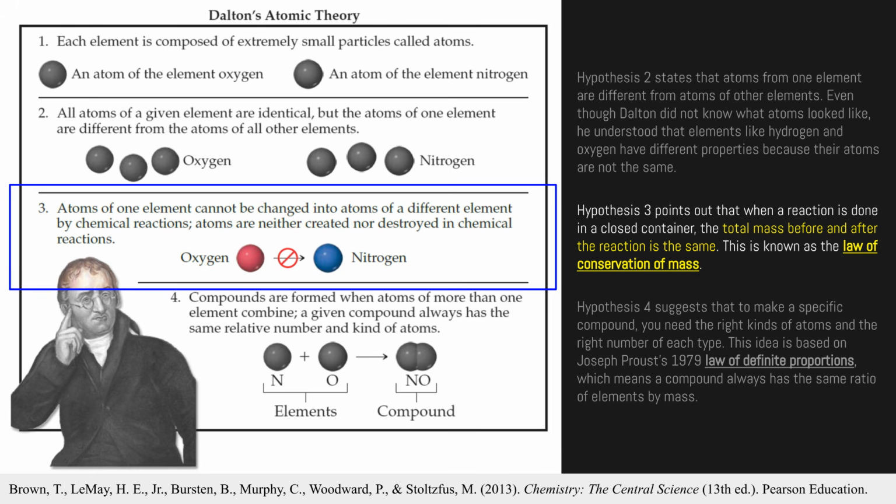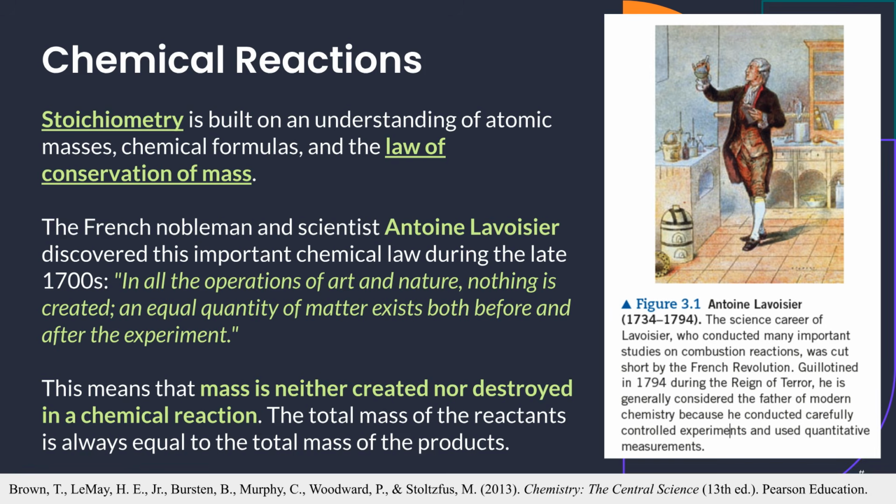This idea leads to the law of conservation of mass, which says that the total mass of reactants equals the total mass of products in a closed system. In other words, the same atoms are present before and after the reaction, just arranged differently.